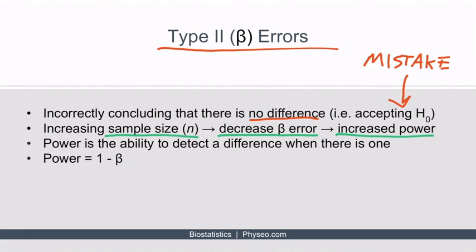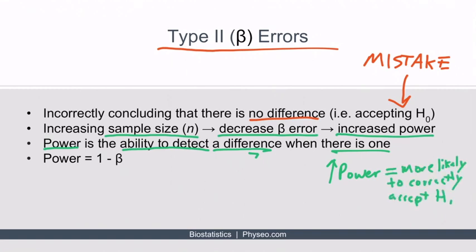So what is power? Well, power is the ability to detect a difference when there is a difference. So if you increase power, then you are more likely to correctly accept H1. And of course, that's assuming that H1 is the conclusion that you should be reaching. Mathematically, you find power by taking 1 minus the chance of making a beta error. So if our beta is 0.2, or 20%, then our power would be 80%. And if our beta was 0.1, or 10%, then our power would be 90%.